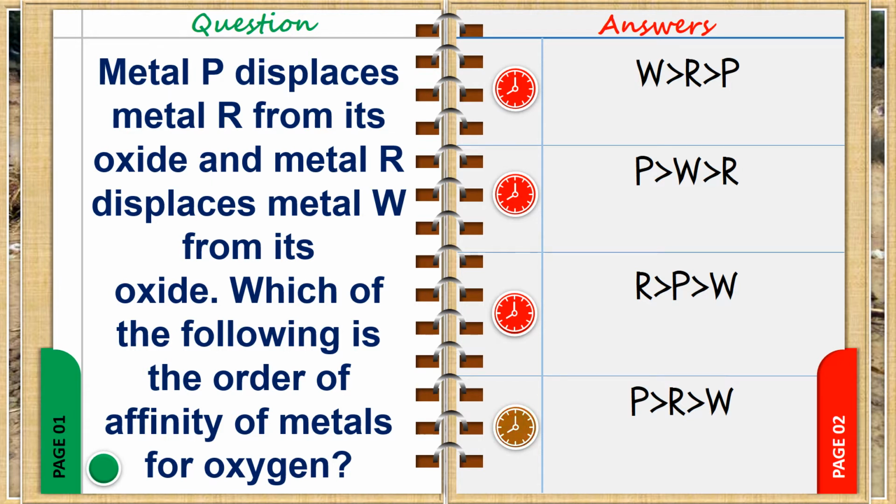It's P displacing R and R displacing W. PRW.